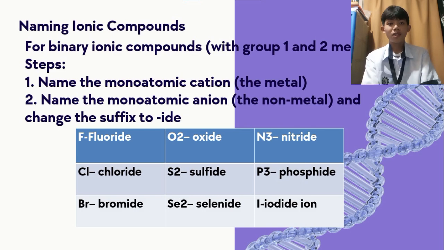The table below is an example. F⁻ for fluoride, O²⁻ for oxide, N³⁻ for nitride, Cl⁻ for chloride, S²⁻ for sulfide, P³⁻ for phosphide, Br⁻ for bromide, Se²⁻ for selenide, I⁻ for iodide ion.